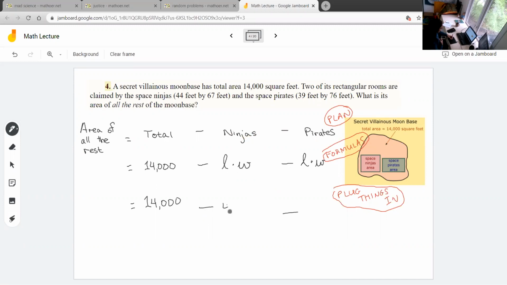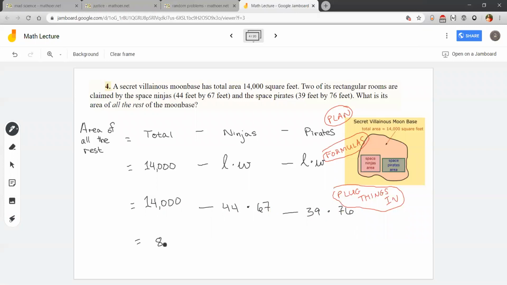Ninjas was 44 times 67, 39 times 76. Also notice these are terms. We've talked about terms before, and we might not really have needed them, but towards the end of the class, when we get to the next measurement section, these will be a little more complicated because the formulas get more complicated than rectangles. The fact that these are three different terms and we can simplify them separately if we wanted to might help us. Okay, what was the answer overall? I didn't bother to write it down. 8,088 square feet.